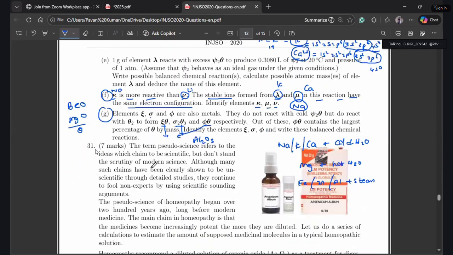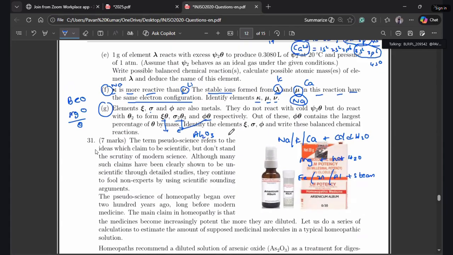Okay, and identify the element they are telling, like we already identified that. Tell me now finally, what is sigma? Aluminium. It might be Fe also, no, sir. But they have given elements less than 20. You are forgetting that. Sir, phi is beryllium because phi theta contains the largest percentage of theta by mass, which is oxygen. Sir, that we'll find out. No. First, we'll write down what the elements are. Then after we'll find out the percentage.